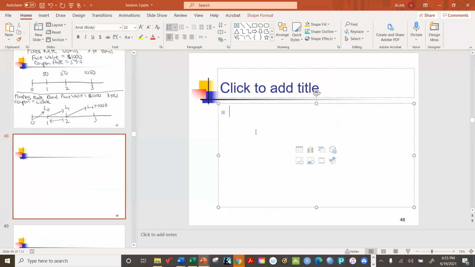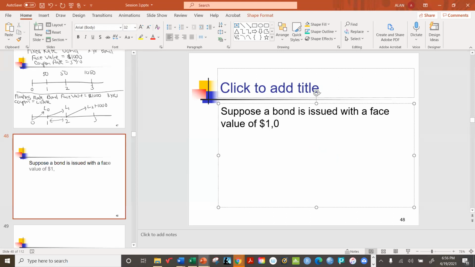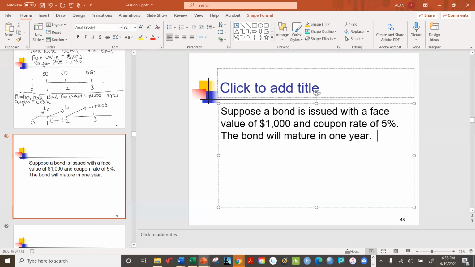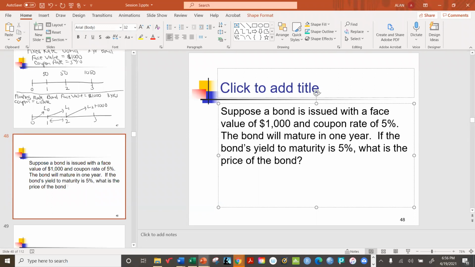So imagine the following situation. Suppose a bond is issued with a face value of $1,000 and a coupon rate of 5%. The bond will mature in 1 year. If the bond's yield to maturity is 5%, what is the price of the bond? All right, so how does that work?